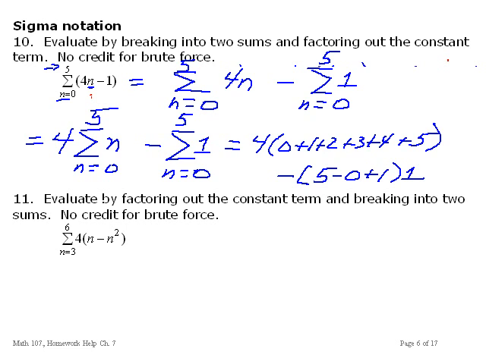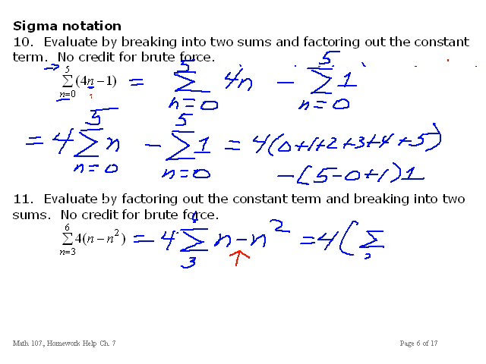All right. Let's try this one for the rest of this video. Notice the 4 multiplies everything, so I put that out in front. And then I'm going from 3 to 6 of n minus n squared. Okay, now the sigma can break here, so I'm going to do that. So I have the 4, I can put this in parentheses. I've got the same sum from 3 to 6 of n minus the sum from 3 to 6 of n squared.